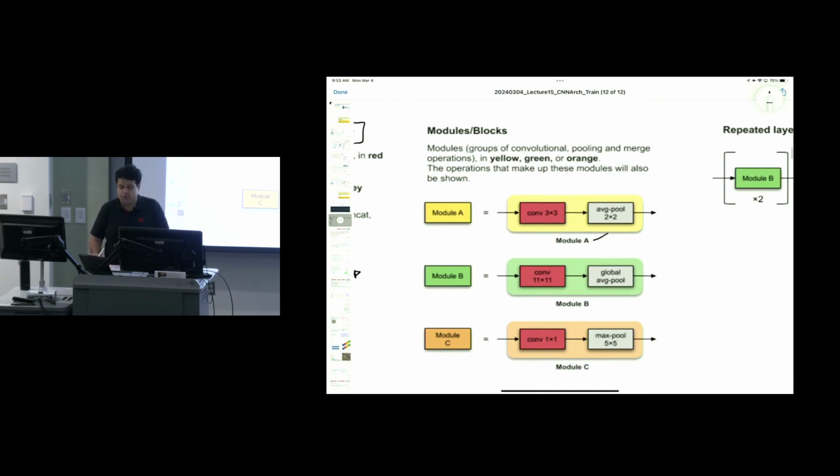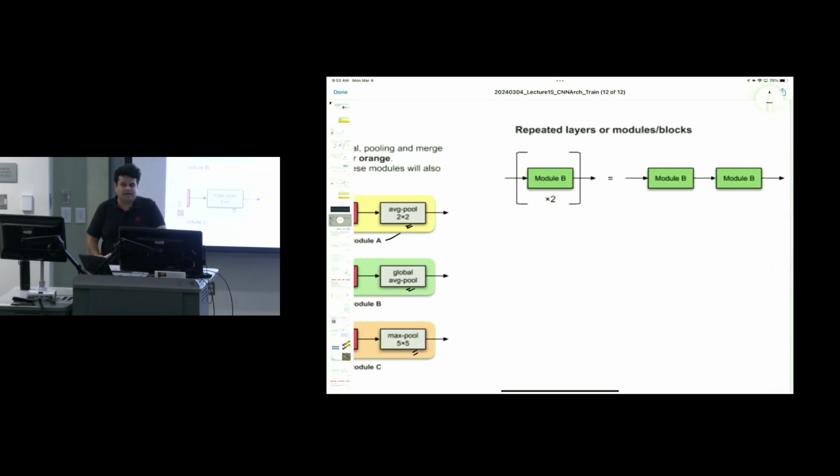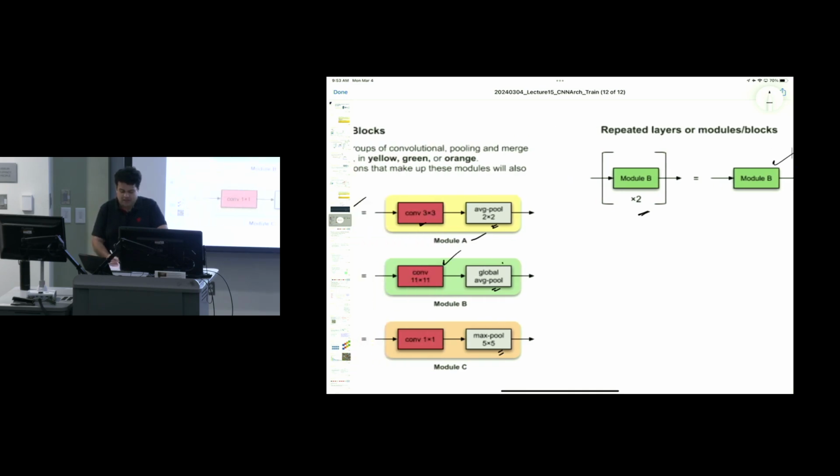We'll talk about what a module is, but essentially whenever we talk about a convolution layer, there's usually a pooling layer associated with it. Whenever we discuss these two things together, we can think of that as one module. Of course, pooling could be average pooling, global average pooling, or max pooling. There are different ways, so we can think of it as module A, B, or C. You'll also see a lot of repeated layers over and over again. Whenever you see a legend where module B multiplied by 2 means that you'll have module B and module B together, and module B in fact refers to a conv layer and a global average pooling layer.